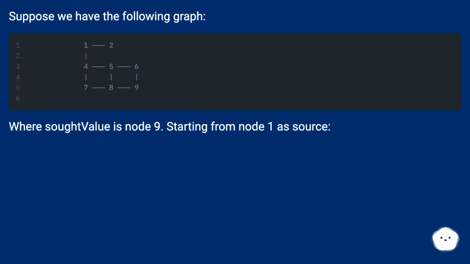Suppose we have the following graph, where the sought value is node 9, starting from node 1 as source.